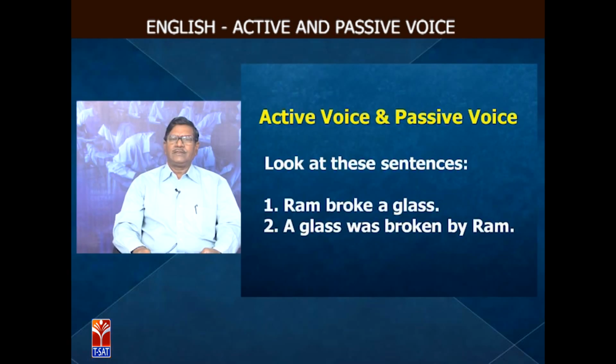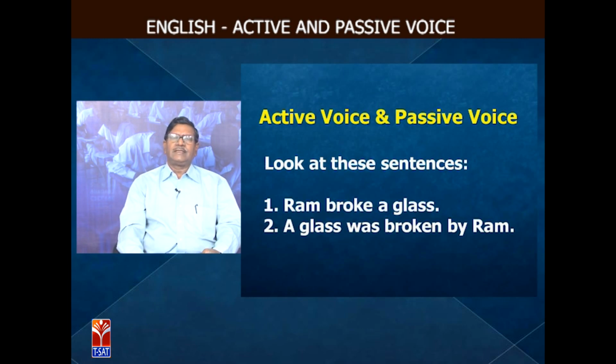In the first sentence, what is the part played by the glass? It is the object in the sentence, because broke is a verb. It is a transitive verb. Because it is a transitive verb, there is an object in the sentence. The object is glass. What did Ram break? Ram broke a glass. And the second sentence, a glass was broken by Ram.